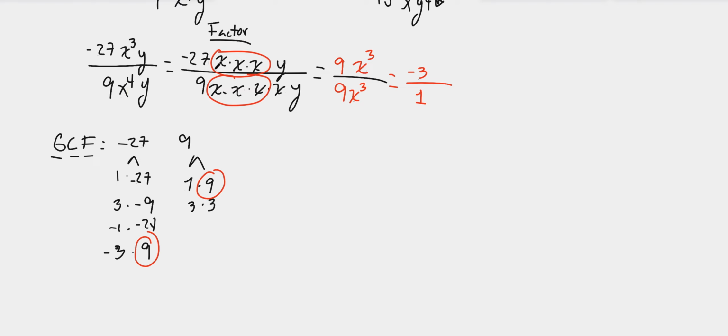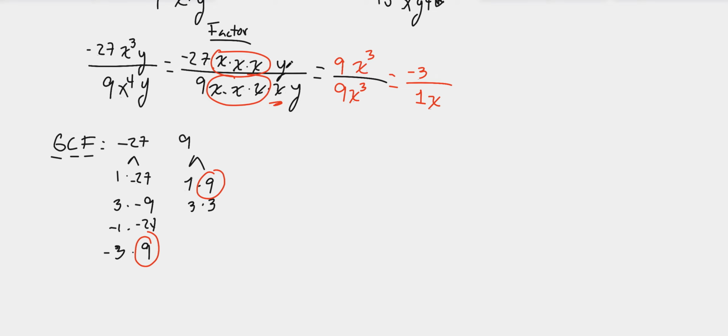Now, what happened? If I factor out x to the power of 3 on the numerator, I am left with no x's. But if I factor x to the power of 3 from the denominator, I am left with an x to the first power. I am left with this x here. Now, let's see.